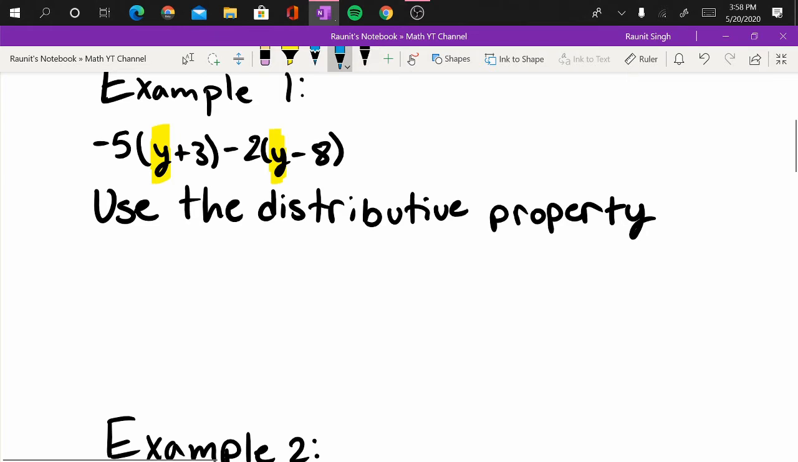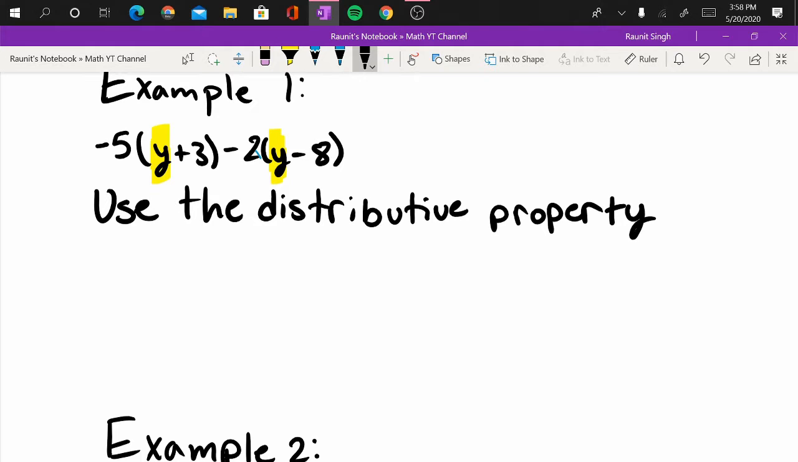And then this is a negative 5. And then this is a negative 2. So now we're going to solve it.